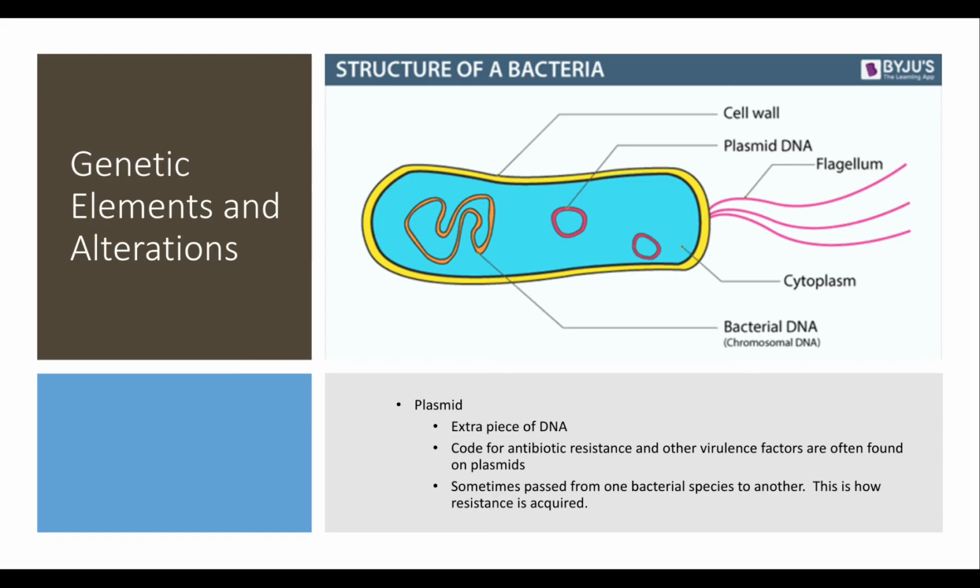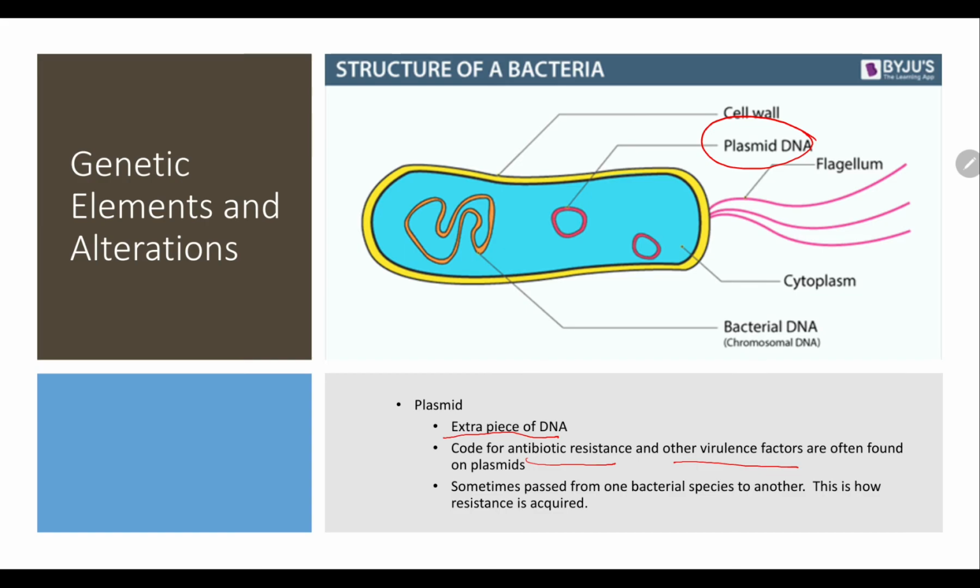Okay, so this is the normal bacteria that we're talking about. This is the structure of a bacteria. So besides the cell wall, flagellum, cytoplasm, and the bacterial DNA, we also have this plasmid DNA. Plasmid DNA is actually an extra piece of DNA, an extra chromosomal piece of DNA. In the plasmid DNA, usually researchers will use it for antibiotic resistance and other virulence factors.